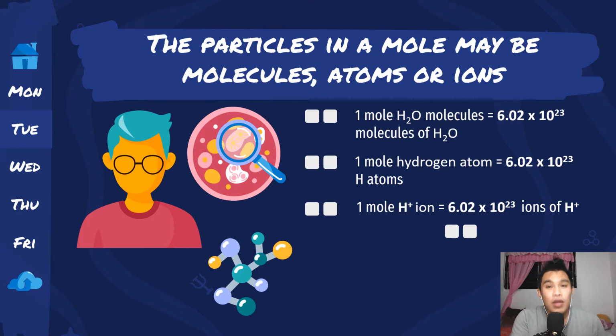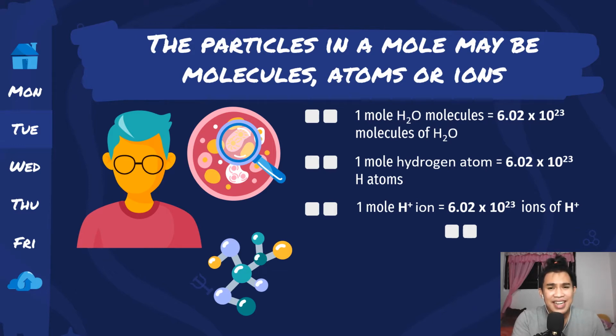For example, 1 mole of water or H2O molecules is equal to 6.02 times 10 raised to the 23rd power molecules of H2O or water. Another example, 1 mole of hydrogen atoms is equal to 6.02 times 10 raised to the 23rd power hydrogen atoms. Another example, 1 mole of hydrogen ions is equal to 6.02 times 10 raised to the power of 23 hydrogen ions.